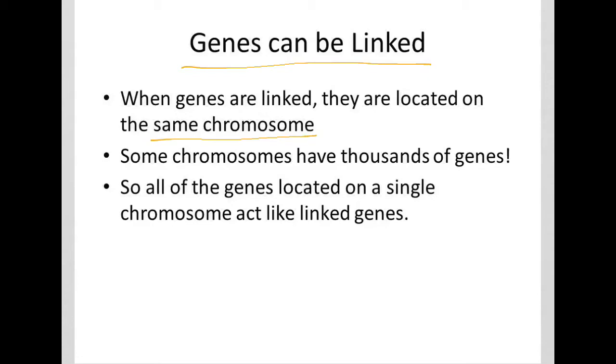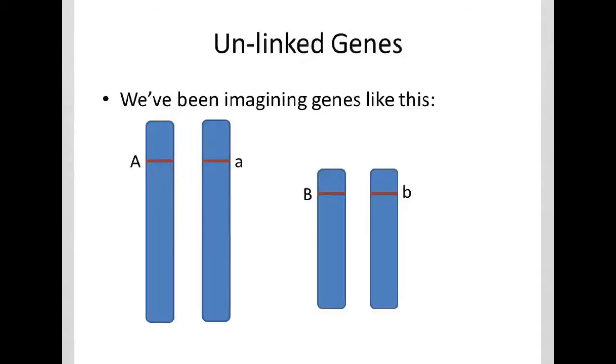And some chromosomes have thousands of genes, so all the genes located on a single chromosome actually together act like linked genes. But before we get into that, let's, for comparison, talk about what we were always talking about before. We've been imagining genes to be like this. I have homologous pairs of chromosomes, and I have a capital A, lowercase a, capital B, lowercase b. That means the genotype of this individual is this.